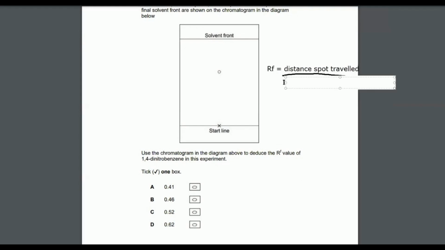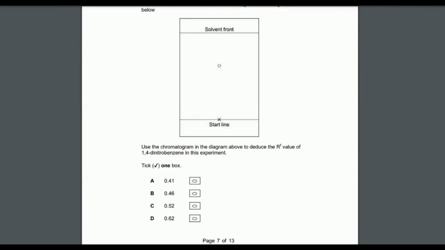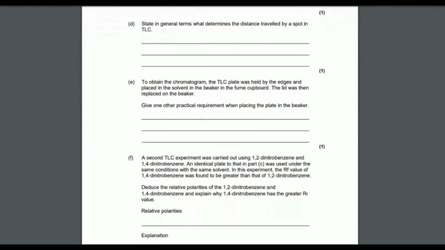Bearing in mind that the RF value is the distance the spot has traveled compared to the whole distance of the solvent front, we can see that that spot has gone over halfway. So if you do the distance the spot's traveled divided by the solvent front, you're going to get like 0.6, 0.7. If it only went halfway, you get 0.5, less than halfway, you get 0.4, 0.3, etc. So the distance it's traveled is over half. Straight away, when you look at this multiple choice, it's not going to be A or B because they're saying it's traveled less than halfway, and C is about halfway. It's gone more than halfway, so the answer has to be D. We don't even have to get our ruler out and carry out the calculation. Okay, let's zing to the next question.